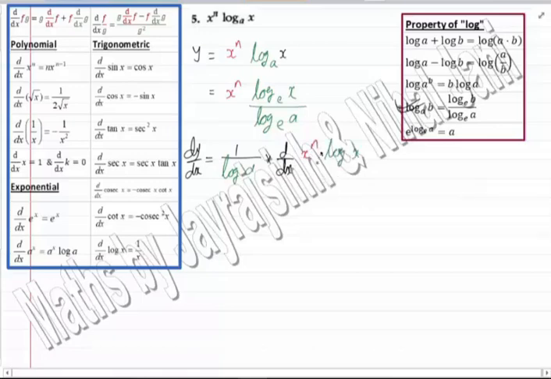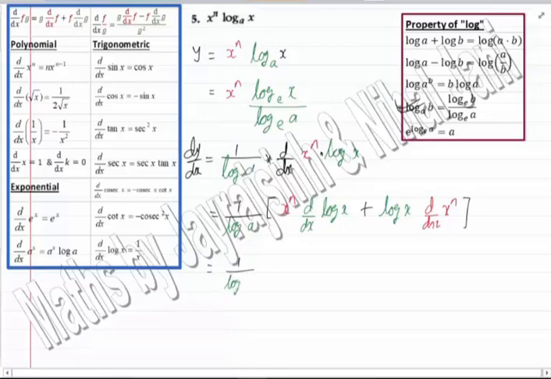And you know that here we have two functions in multiplication, so we should apply the multiplication rule, right? So let's apply the multiplication rule. x raised to n as it is. We have to focus on the differentiation of log x in the first term, plus log x will be as it is. We are going to differentiate x raised to n in the second term, right? One by one.